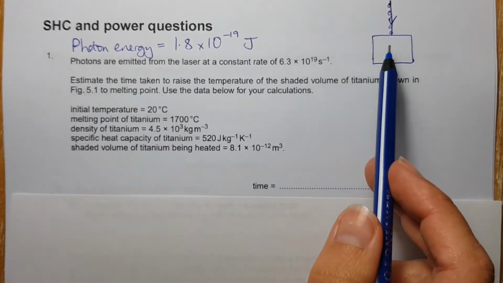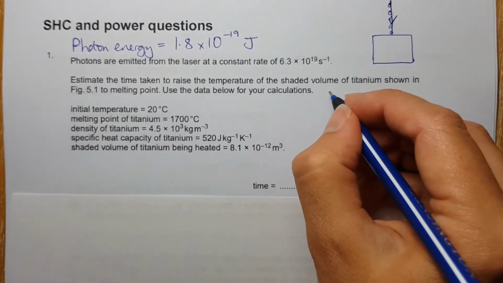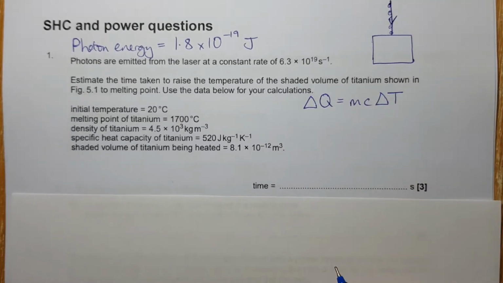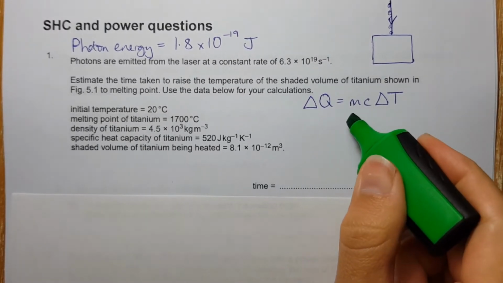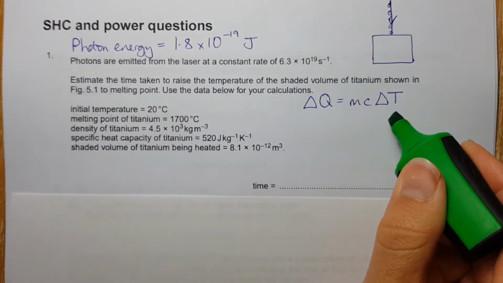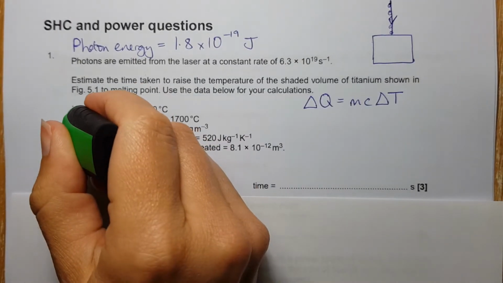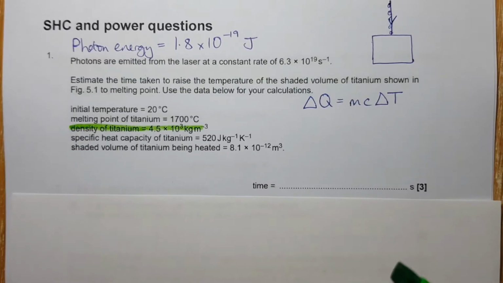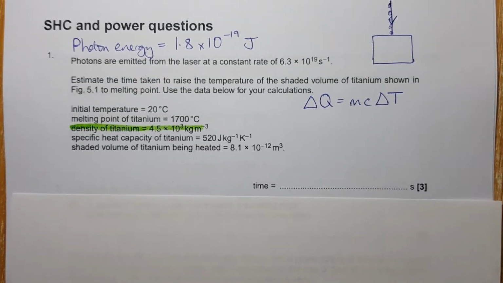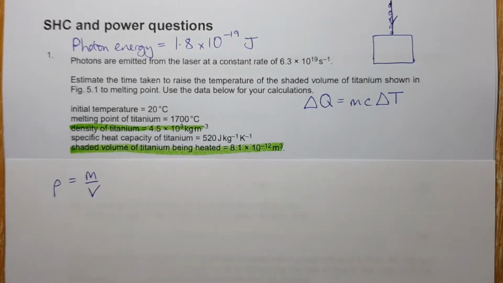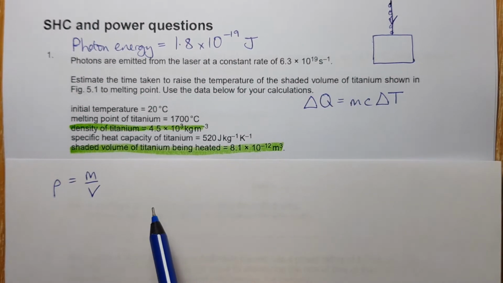Right, so if we're heating something up, that tells us straight away that we need the specific heat capacity formula. And so now we look and see, do we have the things that we need? So the mass of titanium, we aren't told, so we're going to have to work that out somehow. So we need to spot that we have got the density of titanium there, and we've also got the volume that's being heated. So the first mark is going to be for calculating the mass.